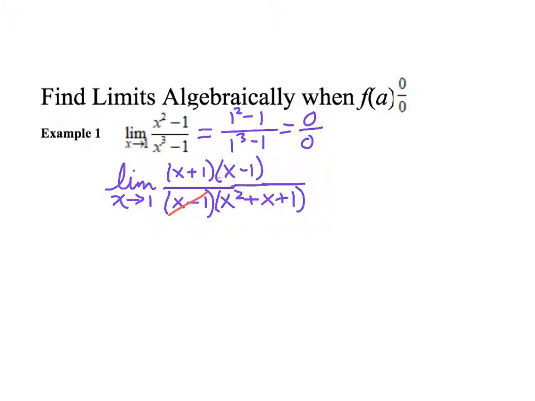We can cancel out the x minus 1s. And then we are ready to plug in, because the part that was 0 is the x minus 1. 1 minus 1 is 0. The rest of it isn't going to be a 0. So now we can plug in the 1 to the top. We get 1 plus 1 over 1 squared. I'm just showing more steps. If you can do it in your head, that's great. And then we end up with 2/3.